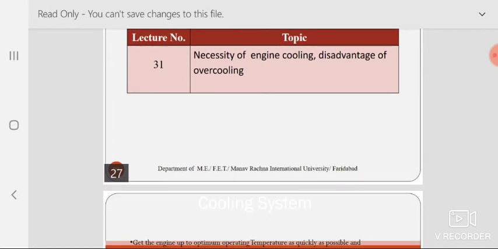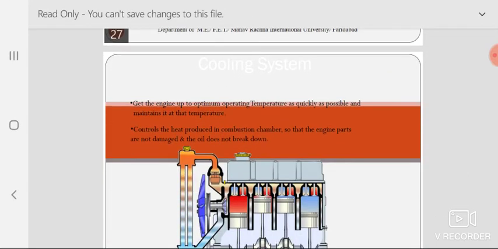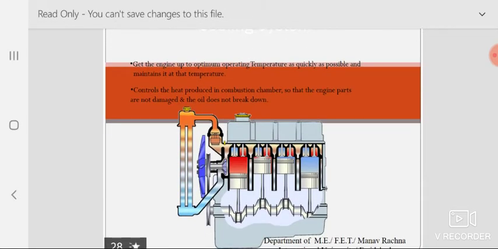Now we'll be talking about necessity of engine cooling, disadvantage of overcooling and all these things. Engine cooling we'll be talking. The moment we come to engine cooling, remember one important point. Coolant plays a very important role in an engine.